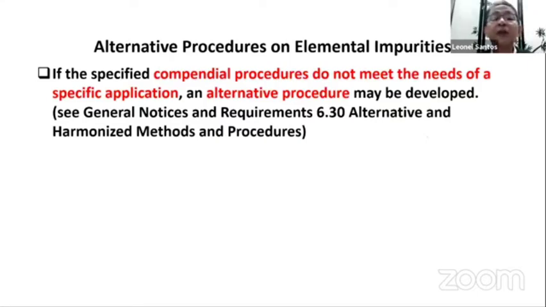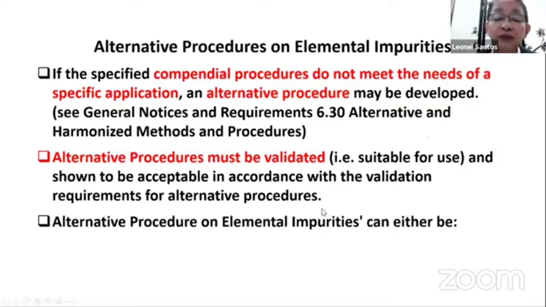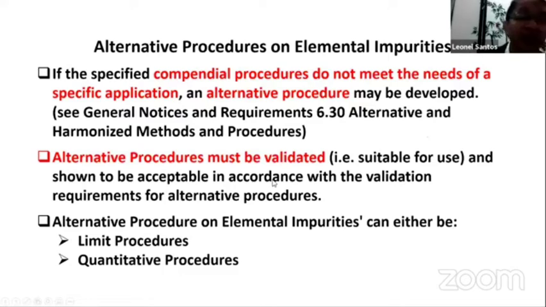But if the specified compendial procedure listed in General Chapter 233 does not meet the needs of your specific application, you can develop an alternative procedure. The alternative procedure, however, must be validated to make sure that it is suitable for your own use. So an alternative procedure can be a limit procedure. Limit procedures are those that give you yes or no results. And the quantitative procedures are the ones that give you an actual number in terms of concentration.